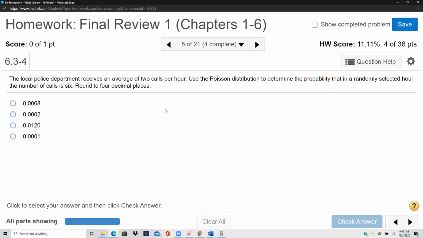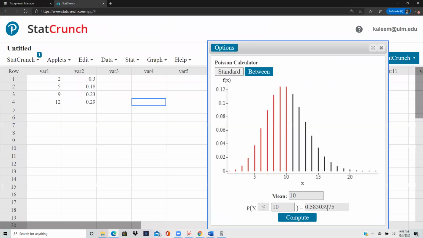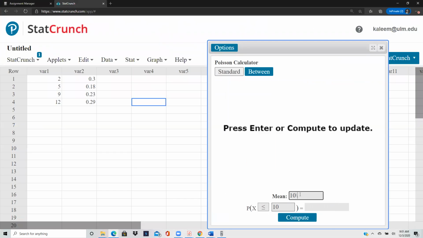Okay. In this case, we just use this 2. And then what do we want? The number of calls is 6. So where will the 6 go? So the 2 will go for the mean. And where will the 6 go? Would it go where the 10 is? And which sign will we have?